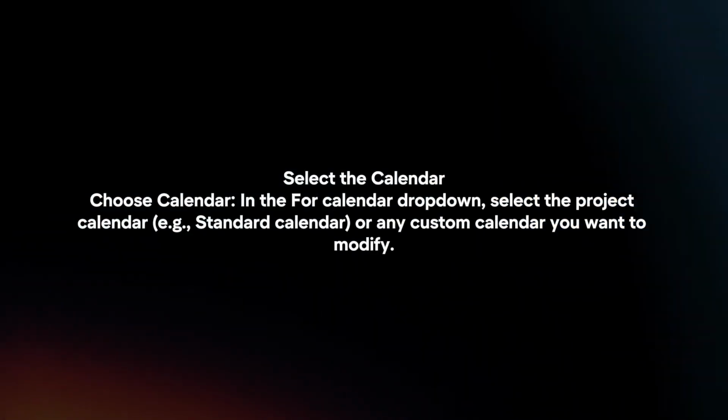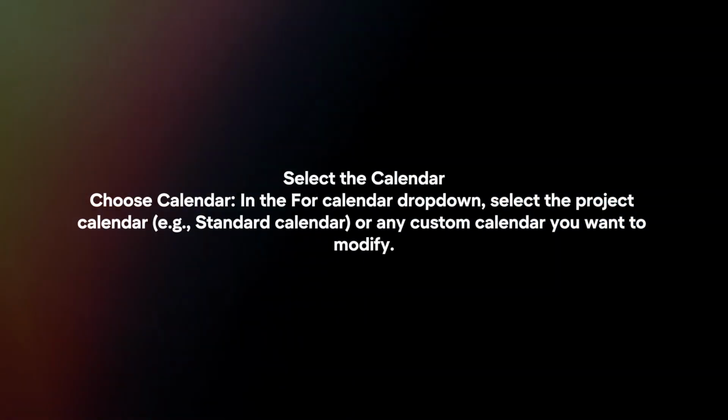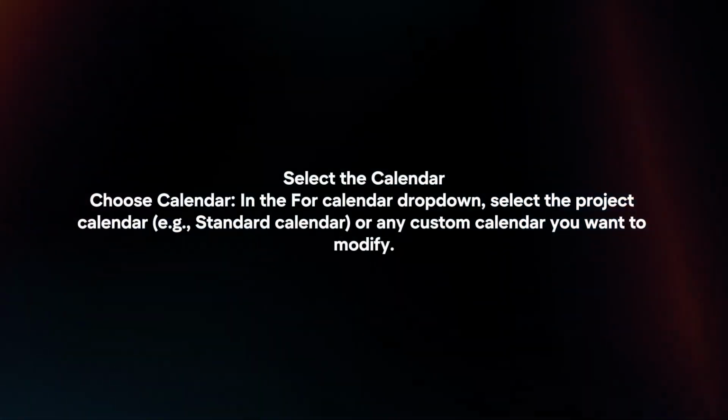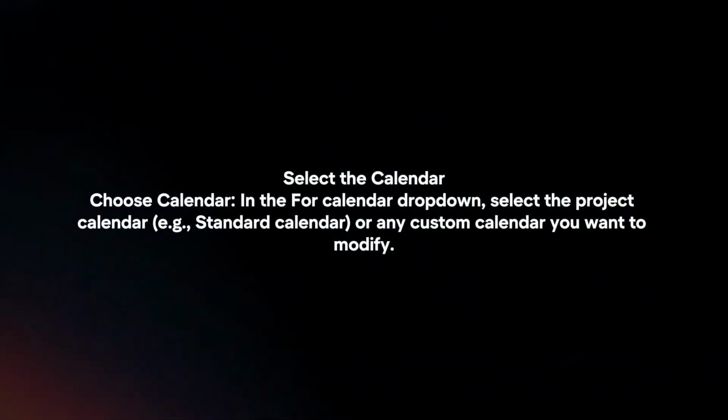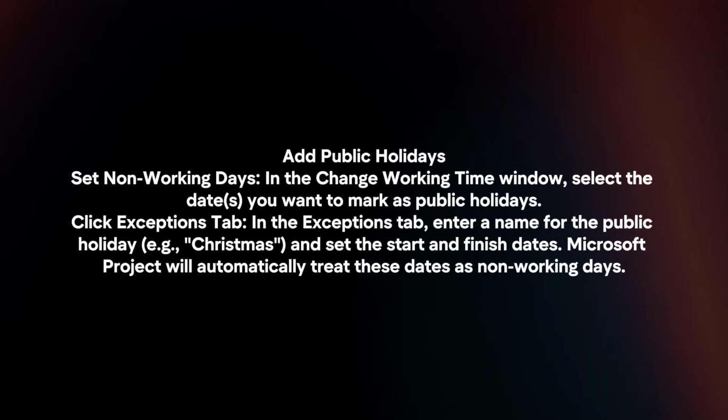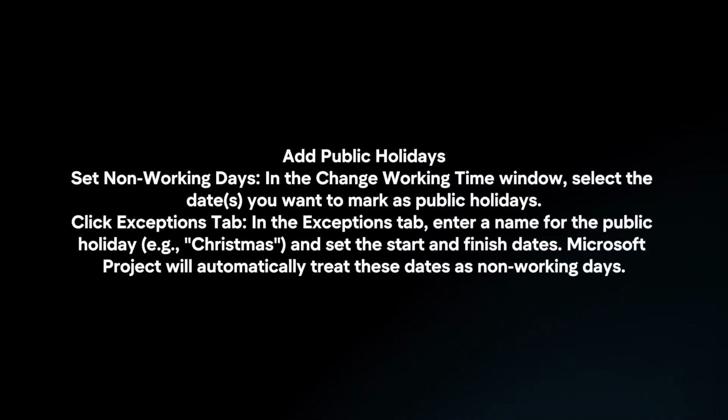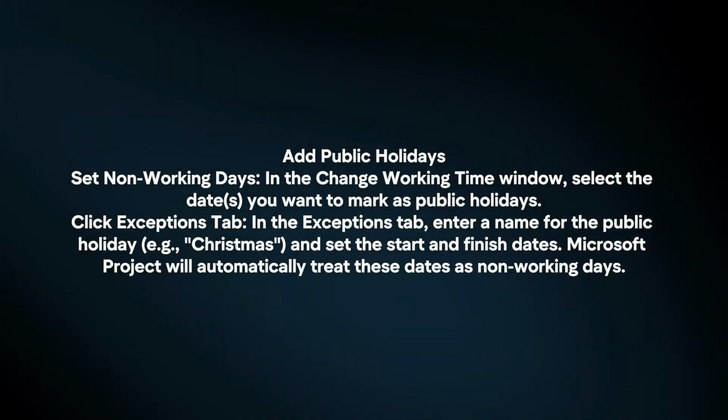Select the calendar. Choose Calendar. In the For Calendar drop-down, select the project calendar or any custom calendar you want to modify. Add public holidays. Set non-working days. In the Change Working Time window, select the date you want to mark as a public holiday.